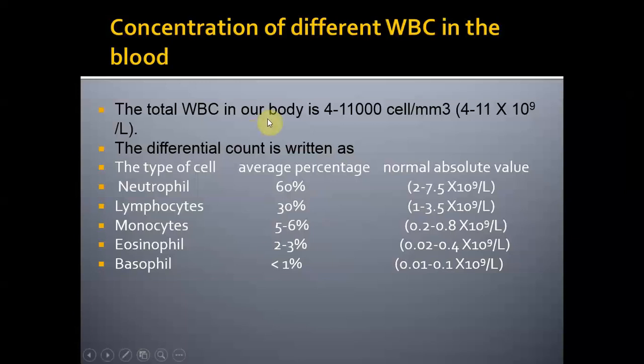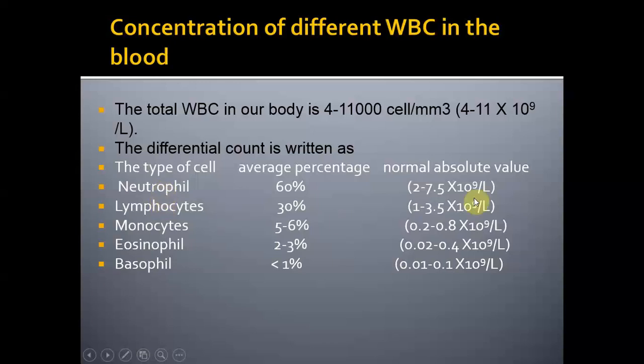When we have an increase in the white blood cell count, for example, a patient comes with a count of 18,000, we call this condition leukocytosis. When you have a decrease in the number of the white blood cells, for example, a patient comes with a WBC count of 2,000 or 3,000, we call this condition leukopenia. The same applies for each subset.